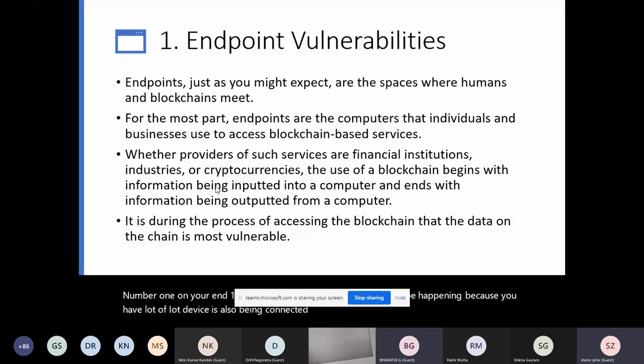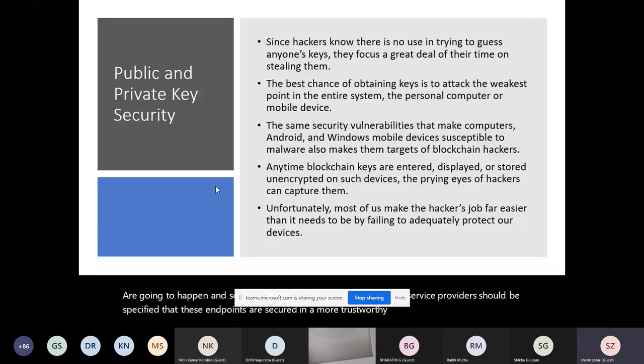So it's important to understand that these endpoint vulnerabilities are going to happen. And so the financial institutions and service providers should make sure that these endpoints are secured in a more trustworthy manner, and that the public and private key specification is protected. Because this is the weakest point that is normally attacked in the system, where someone gains access to the public and the private key. So it's important that these keys and these security issues are handled in a conscious manner, and that you are not allowing anybody to gain your keys or exploit your endpoint issues.